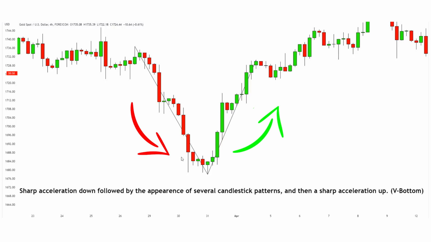The V-bottom is the bullish reversal version of the V-top. It's characterized by a sharp acceleration to the downside that is immediately followed by a sharp acceleration to the upside. In this chart, we can see an example of a V-bottom. The important thing to notice here is that the anticipation of the movement to the upside can be made by observing candlestick patterns. In this case, we can observe several candlestick patterns happening consecutively before the reversal to the upside.